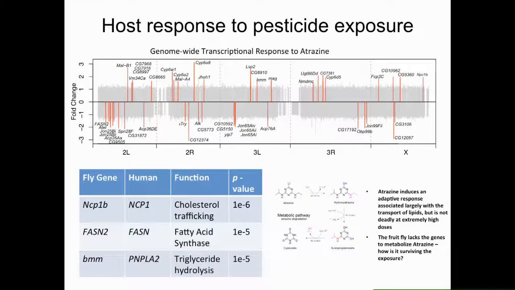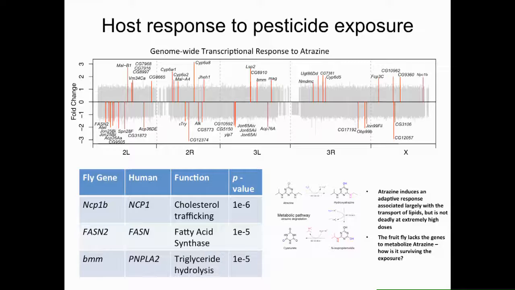Here is the linearized genome of the fruit fly responding to this low-dose atrazine exposure. So each of the chromosomes is lined up end to end here along the x-axis. The y-axis is fold change. Every gene is represented on this plot. If a gene spikes up, it's induced. If it spikes down, it's repressed.